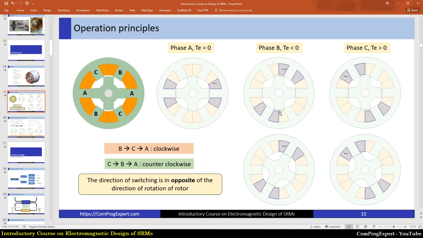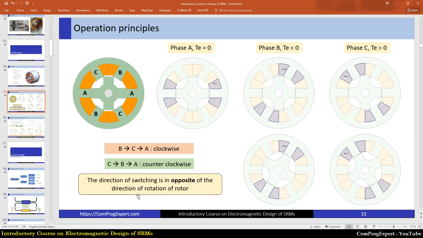So the direction of the current is not important. So this was an example. And here is the question: do we have this situation for other combinations or not?